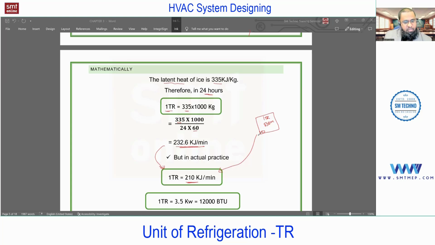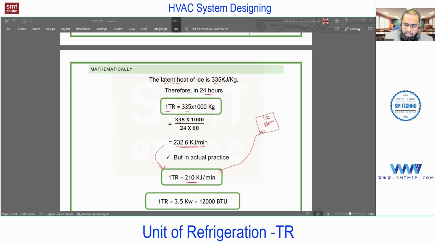You see, what we learn is 1 ton of cooling effect is what? When you melt 1000 kg of ice. So the cooling effect produced by 1000 kg of ice is 1 ton. So if you want to produce the cooling effect which is produced by melting 1000 kg of ice with equipment, say cooling equipment, the rate of heat extraction should be 210 kilojoules per minute.